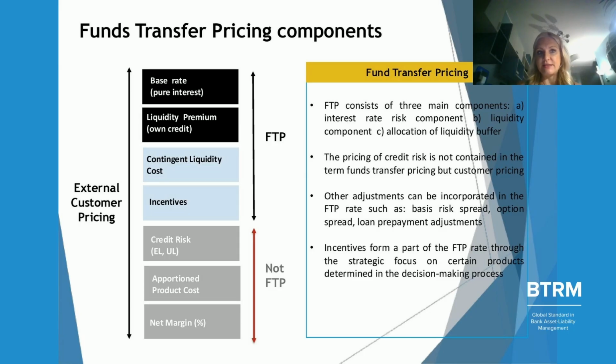Meanwhile, this is the term liquidity premium, which is the second big component of the FTP rate. It considers the riskiness of the bank itself, not of the transaction, and not the riskiness of the customer. It's the riskiness of the institution itself.